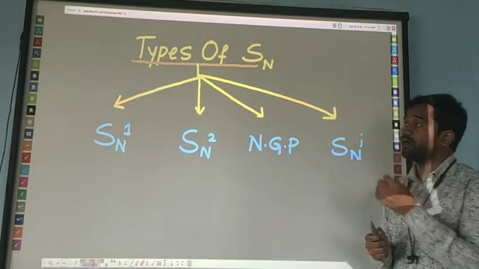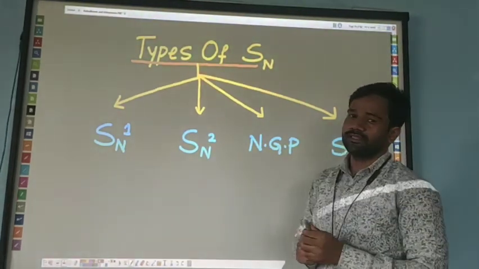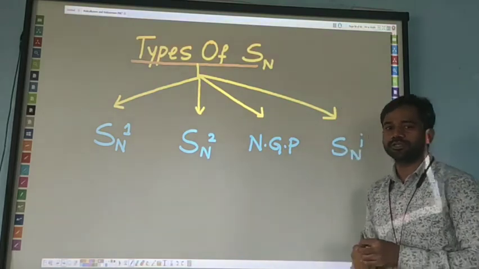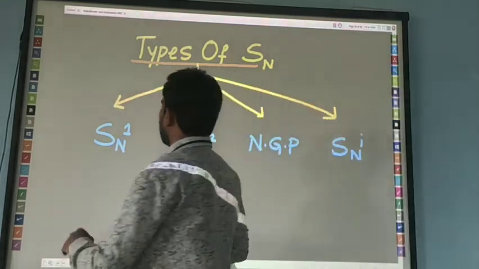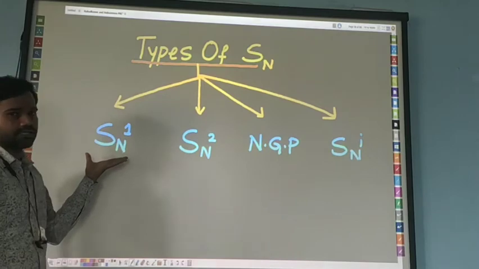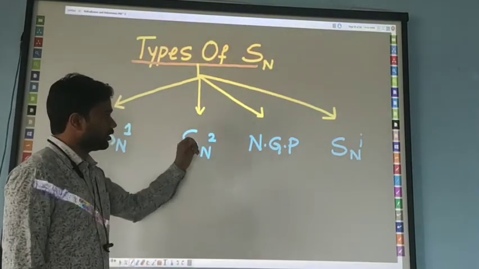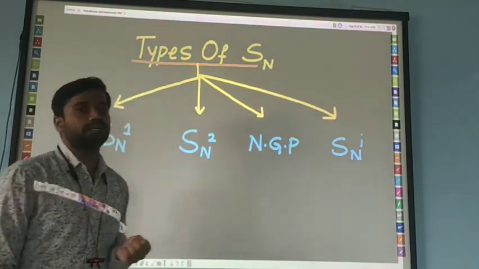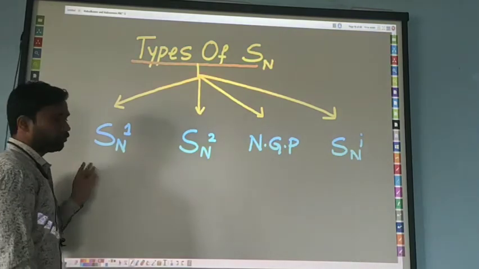Okay, let's see the types of nucleophilic substitution reaction. There are some important nucleophilic substitution reactions in your syllabus. The first, very important one is known as SN1, and the second is known as SN2. The third one is known as NGP, and the fourth one, which is very important, is known as SNi. Okay, what do you mean by SN1?